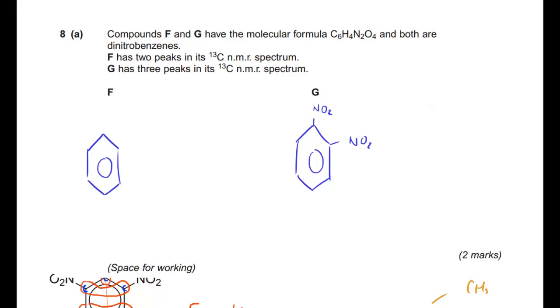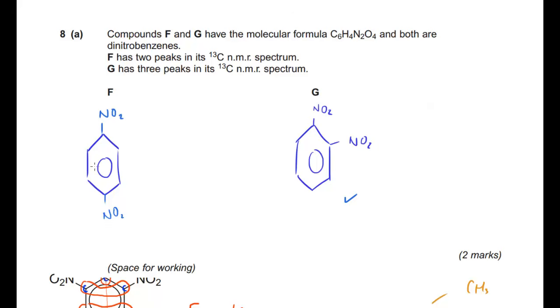F, so I need to find one now that has 2 peaks. I know it's got 2 peaks, it's got to have 2 nitros joined on. Well, straight away I'm gonna put them here and I'm gonna see what it's like. This is a bit of guesswork, trying to work out what's happening really. So is this going to work? How many peaks have I got here?